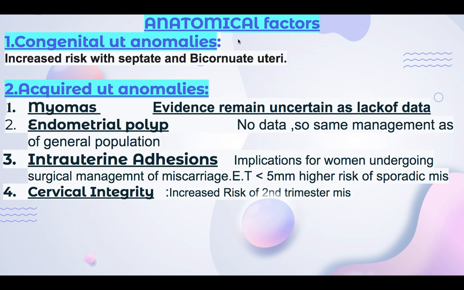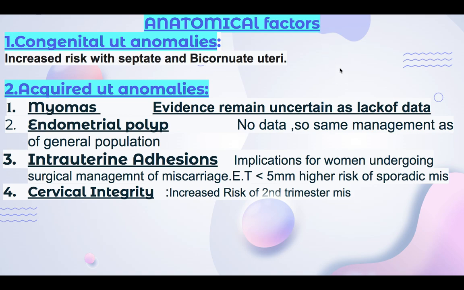One will be from anatomical factor, one will be from antiphospholipid syndrome, one will be from inherited thrombophilias, and you have to pick from the options given above. So it is very important to remember what actually is increasing the risk. Anatomical factors: congenital uterine anomalies increase the risk of miscarriages, with septate and bicornuate uterus. You have to remember only these two names, septate and bicornuate.